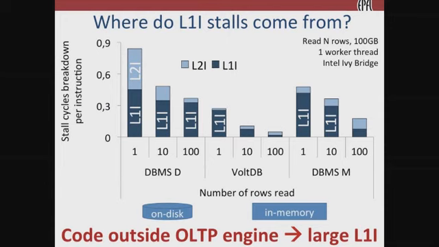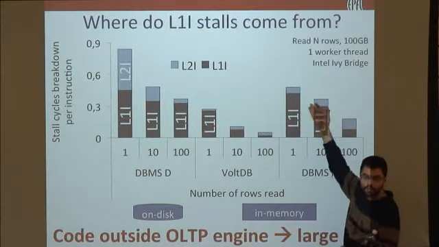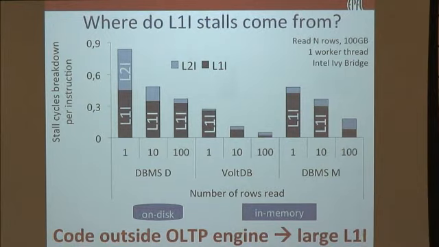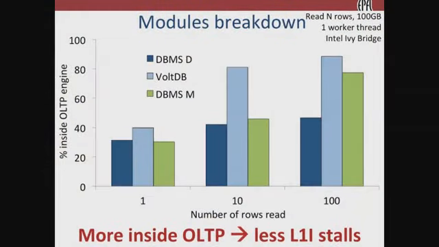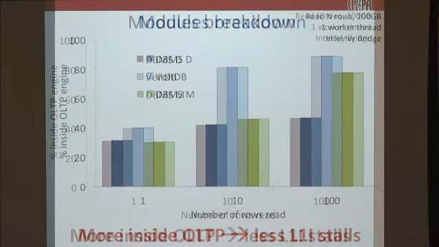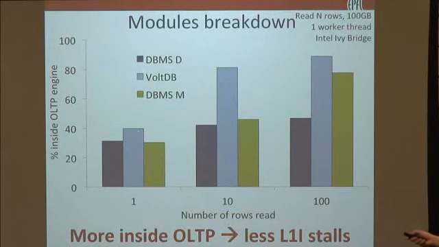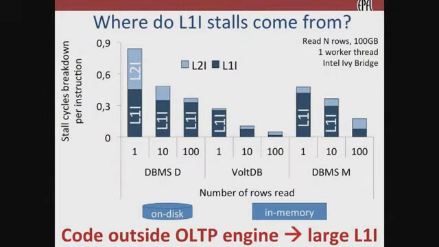I see what you're saying, like in this graph. Let's look at this graph. That's a good point. How much of them are from inside the OLTP engine? You're right. We haven't done this. This is the closest thing that I can show you in that sense. As you increase the number of rows read per transaction, the time that you spend inside is increasing. You can consider, for example, here, 40% of the time you are inside the OLTP engine, 60% of the time you are outside. Here for VoltDB it is 80% inside, 20% outside. But a direct correlation to L1 instruction stalls I don't have. But you can consider that more or less they are related.